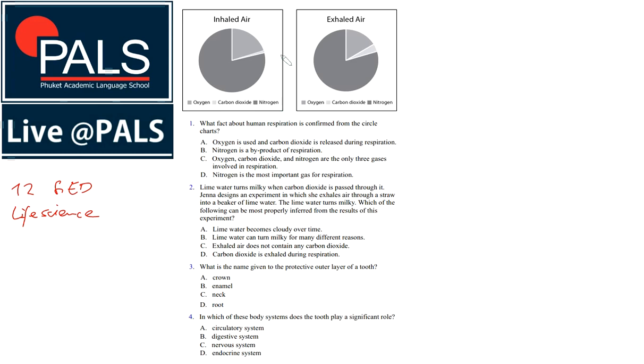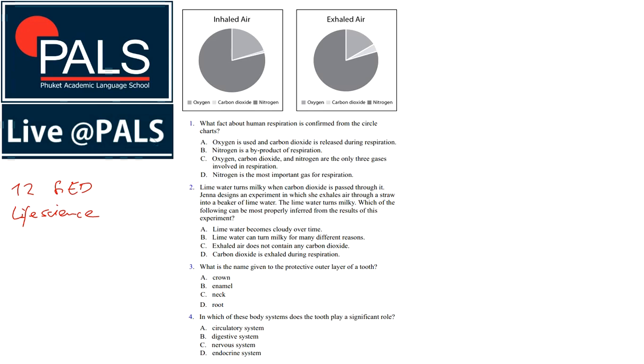The first question we can see is related to the two pie charts that we have up here about inhaled and exhaled air. We can see from the key that the dark gray color relates to nitrogen, the amount of nitrogen in the air. The medium gray is oxygen and the light gray color is carbon dioxide. So the question asks, what fact about human respiration is confirmed from the circled charts? A, oxygen is used and carbon dioxide is released during respiration. B, nitrogen is a byproduct of respiration. C, oxygen, carbon dioxide, and nitrogen are the only three gases involved in respiration. D, nitrogen is the most important gas for respiration.